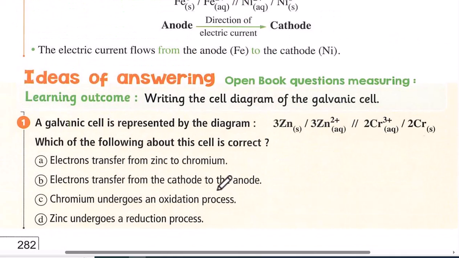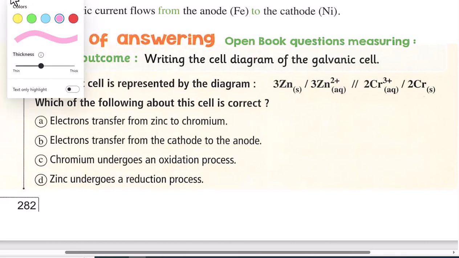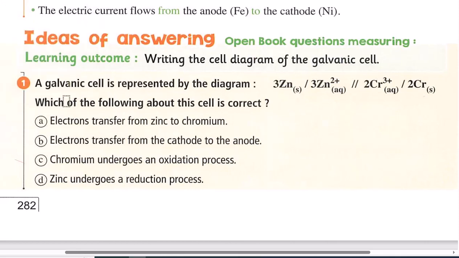Another example, here a galvanic cell is represented by the diagram: 3 zinc solid oxidized into 3 zinc positive 2 aqueous, salt bridge, and 2 chromium positive 3 aqueous in the solution is reduced to 2 chromium atoms.